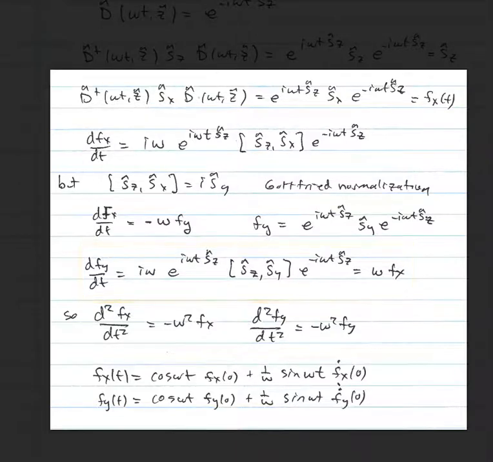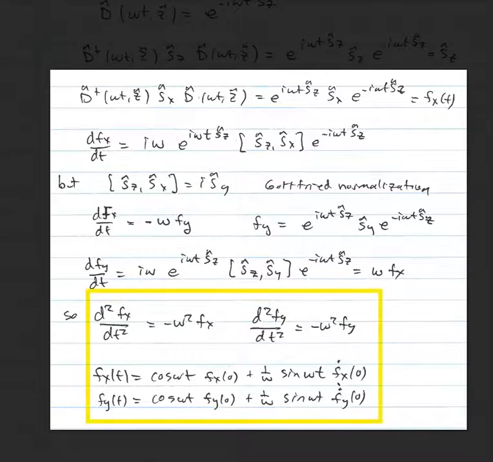So you see we've developed this second order differential equation for fx. The second derivative of fx with respect to t is minus omega squared times fx. And we get the same thing for fy. This is a very simple differential equation. We know how to solve it. Fx of t will be cosine omega t fx of 0 plus 1 over omega sine omega t, the derivative of fx at 0, and fy of t will have a similar form.